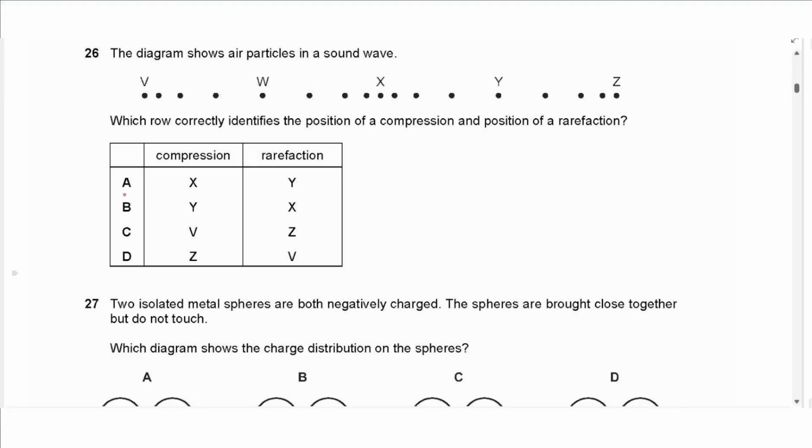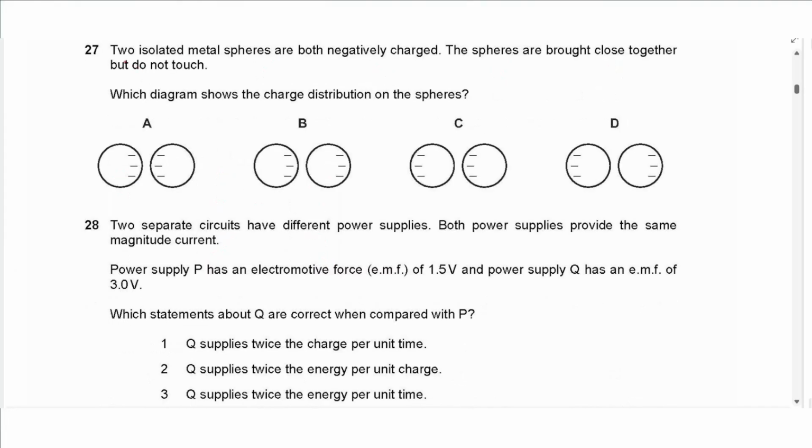Question 26 says the diagram shows air particles in a sound wave. Which row correctly identifies the positions of compression and the position of rarefactions? So V is a compression, W is a rarefaction, X compression, Y rarefaction, Z compression. So for compressions, X correct, Y not correct, V correct, Z is correct. For rarefaction, Y is correct, X is not correct, Z is not correct, V is not correct, so the answer is A.